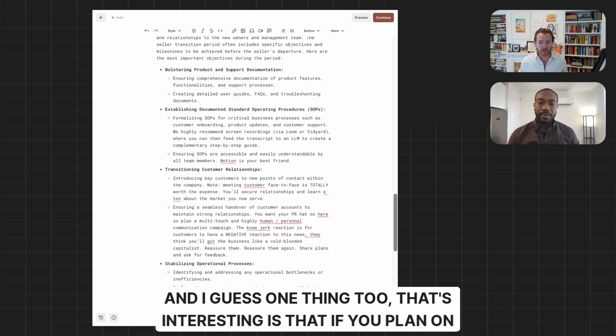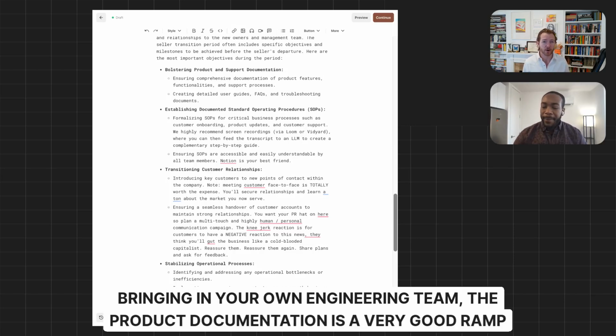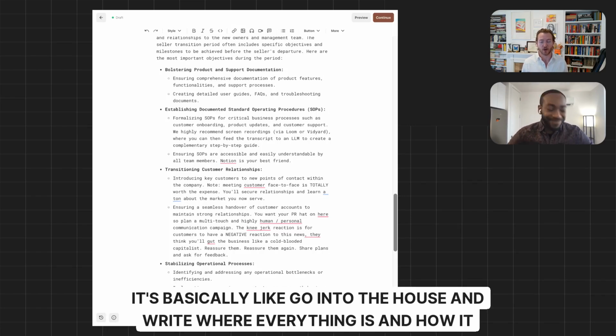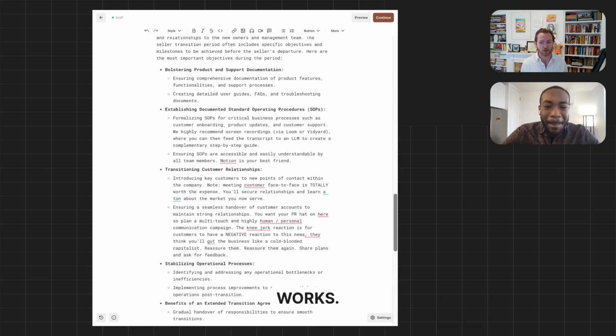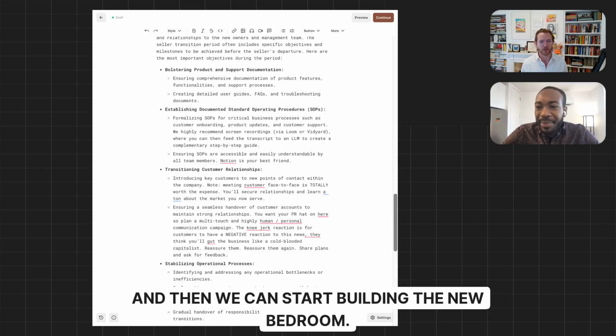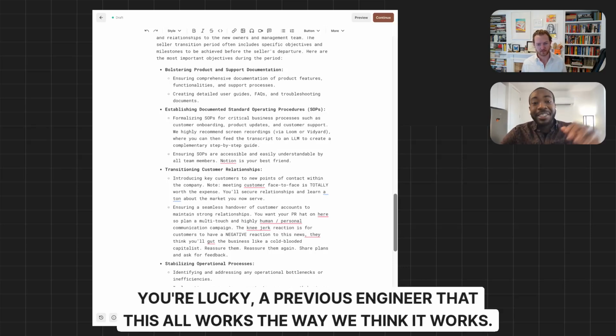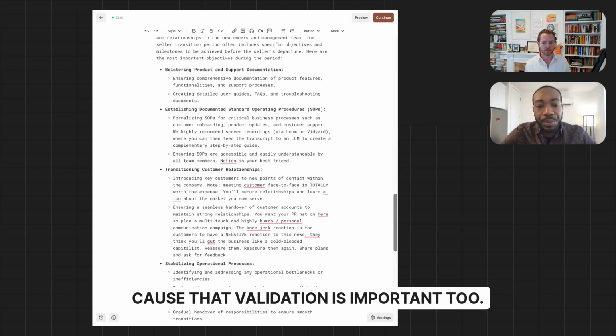Totally. And one thing that's interesting is that if you plan on bringing in your own engineering team, the product documentation is a very good ramp exercise. It's basically like go into the house and write where everything is and how it works, and then we can start building the new bedroom. And if you have questions, validate with the previous founder, if you're lucky, a previous engineer, that this all works the way we think it works, because that validation is important too.